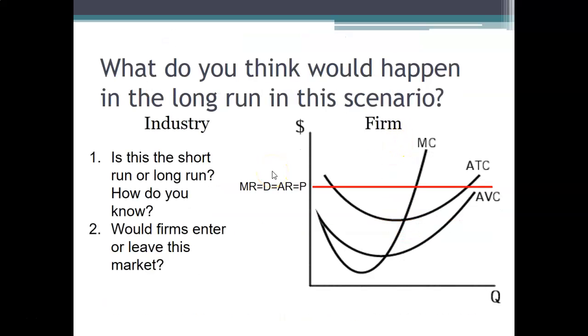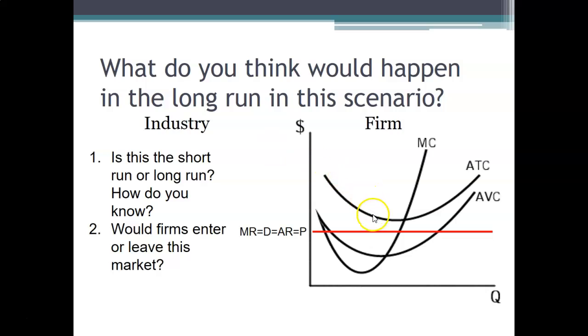Okay, so let's do some practice with this. Let's see what we think would happen at this point. So for instance, let's start with this one. Is this a short run or a long run decision? Okay, so it would be a short run. You know that because it is in between the ATC and AVC, so this is a minimizing loss scenario. So what happens in the short run, because firms will definitely have to leave at this point.